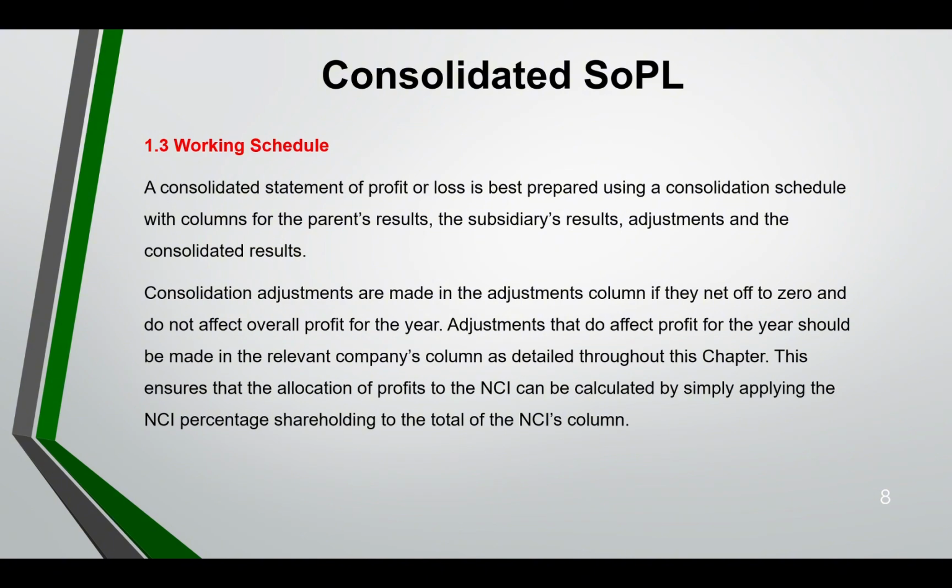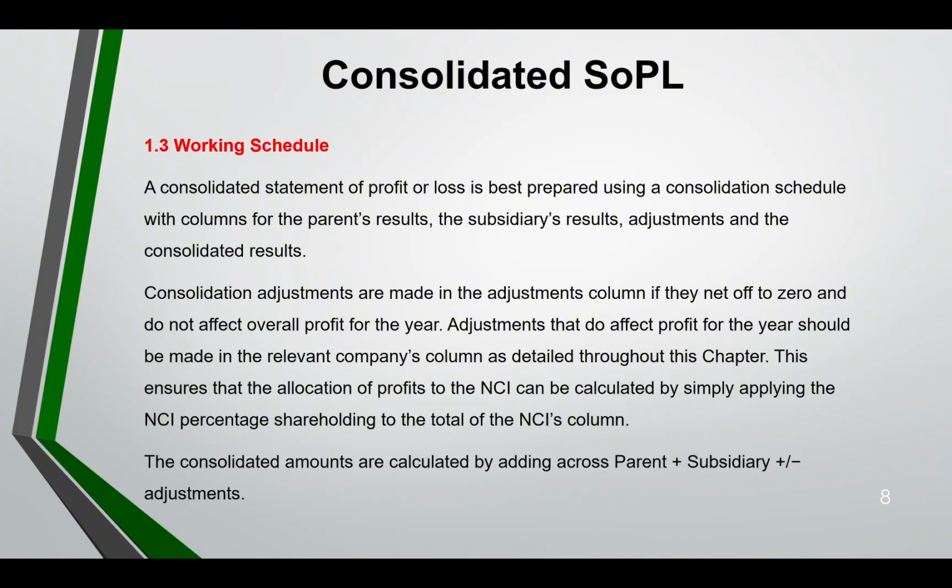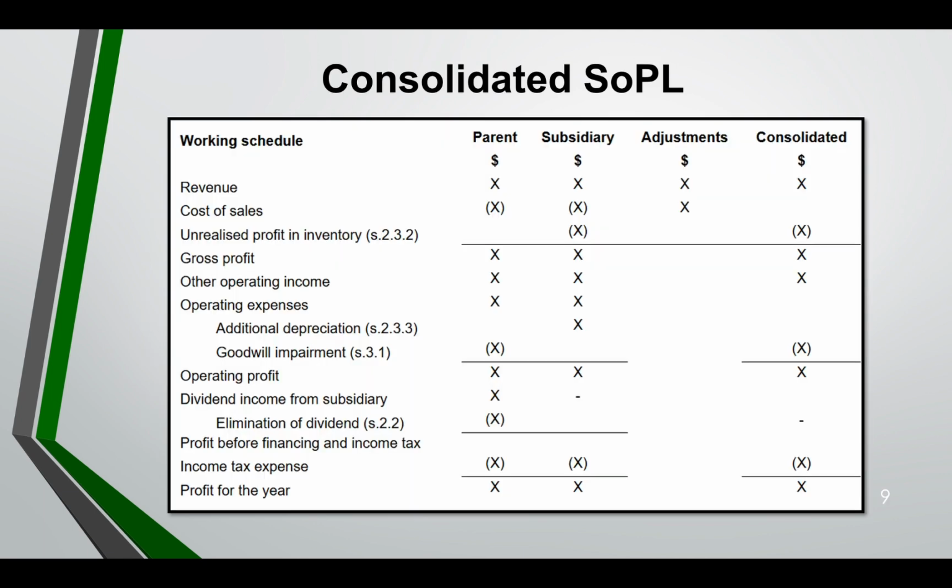If they net off to zero, they will not affect your profit. Adjustments that do not affect the profit should be made in the relevant company's column, as detailed throughout this lecture. This ensures allocation of profit to NCI by simply applying the NCI percentage to the total of the NCI column. Your consolidated amounts you will calculate by adding the parent plus the subsidiary, plus or minus adjustments.